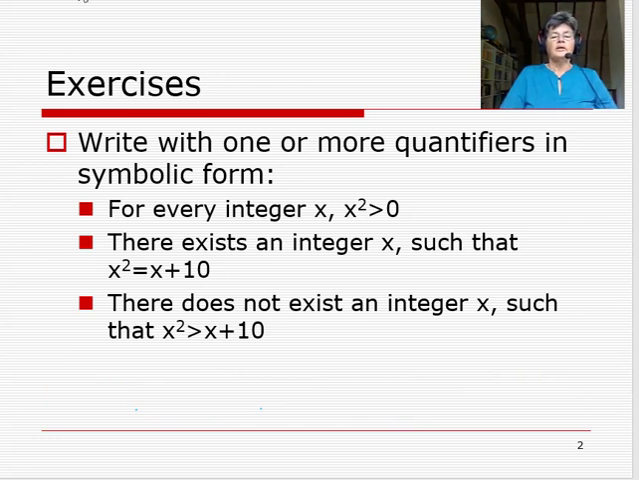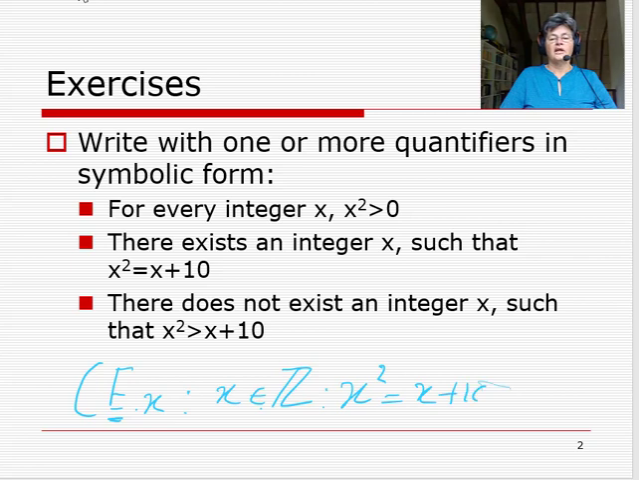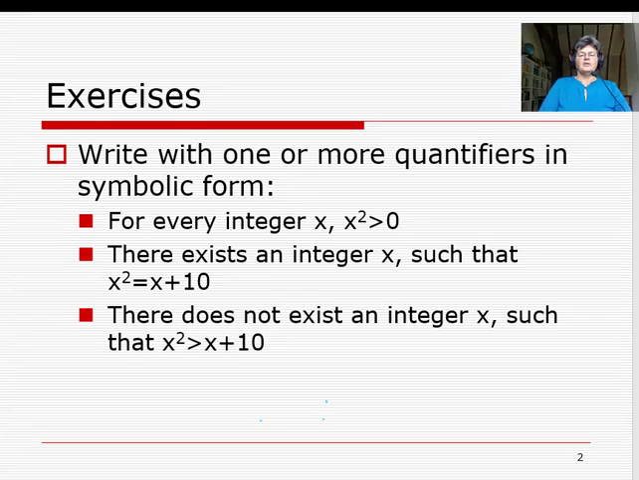Okay, the second one: there exists an integer x. So now we have the existential quantifier, and we already received a name, x. The domain of x is again Z, integers. And what do they want us to know about this x? Apparently that x squared equals x plus 10. So there is an integer x coming from Z, in such a case that x squared equals x plus 10.